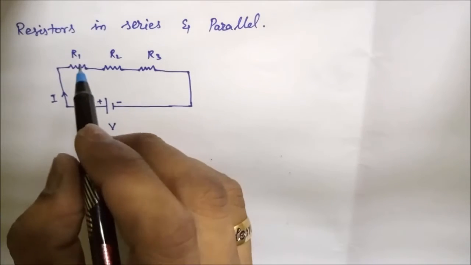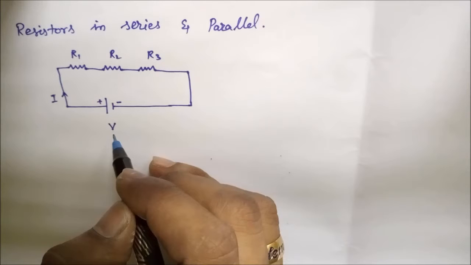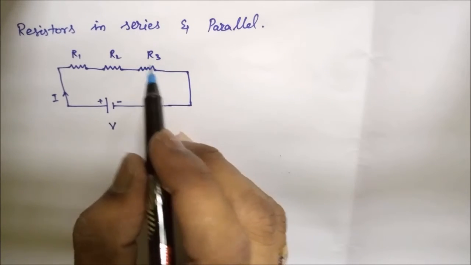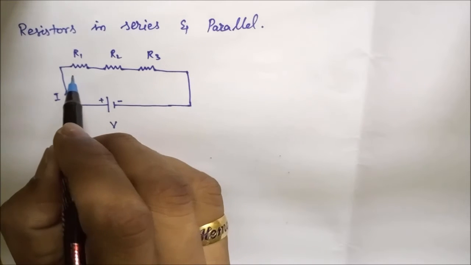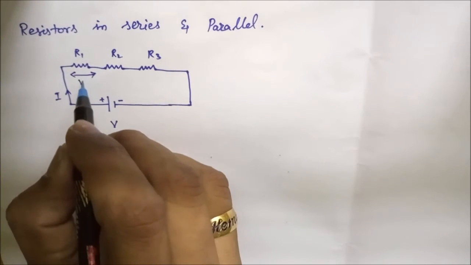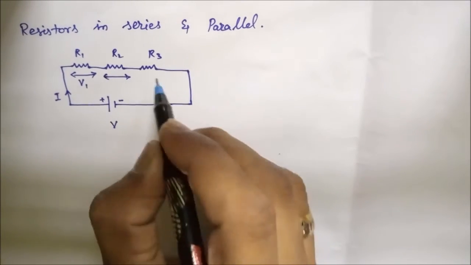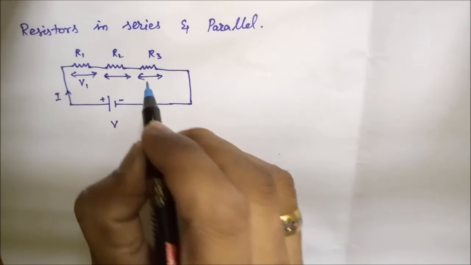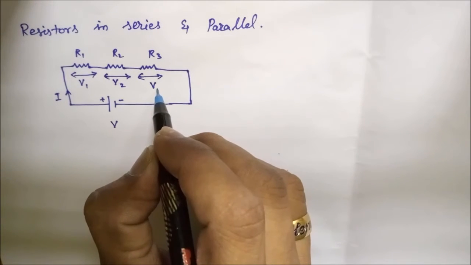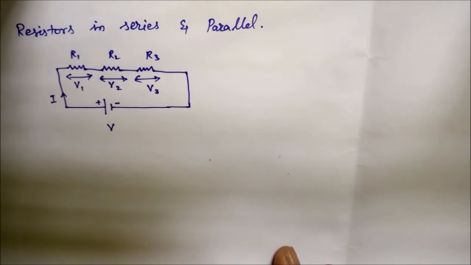The same amount of current passes and the same potential we are applying, but here we have selected different resistors. Hence a different potential is developed across R1, R2 and R3, and this will be denoted in terms of V1, V2 and V3 respectively.